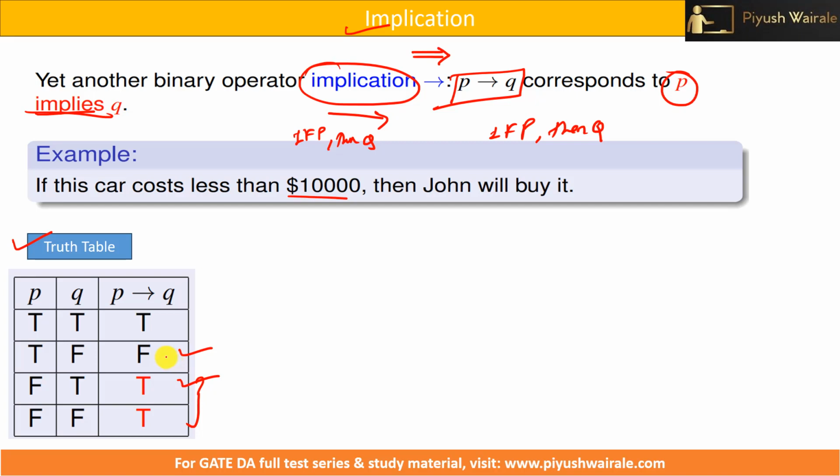Like if this particular P is false, then we can say P implies Q will always be true, right? So in this case, the only condition where it is false is when P is true and Q is false. This is also an important thing you need to note.